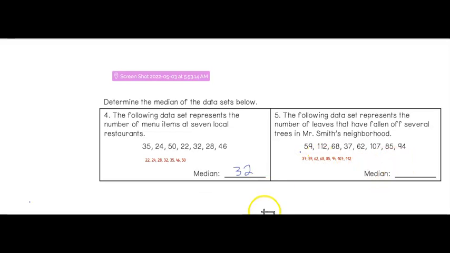So the median there, you add 68 and 85 and then divide it by 2, you're going to get a median of 76.5. So it's a little bit more difficult when you have an even number of data points because you have to find the average of the two middle numbers.